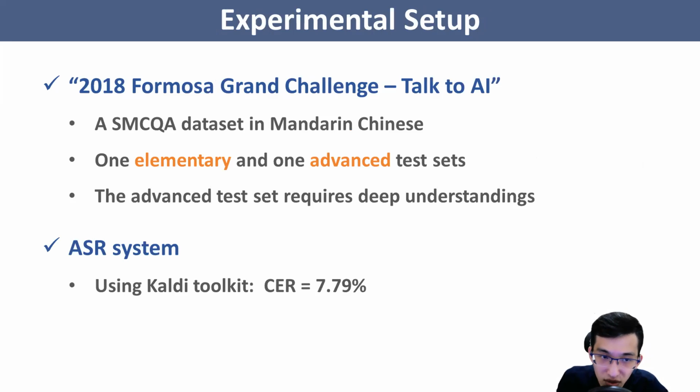Here is the experimental setup. We used the 2018 Formosa Grand Challenge Talk to AI, which is an SMCQA dataset in Mandarin Chinese, consisting of a training set, a development set, and two testing sets, one elementary and one advanced. It is worth mentioning that the advanced test set requires deep understanding. For the ASR system we use the Kaldi toolkit with TDNN-F, and eventually our ASR system can achieve a character error rate of approximately 7.79%.